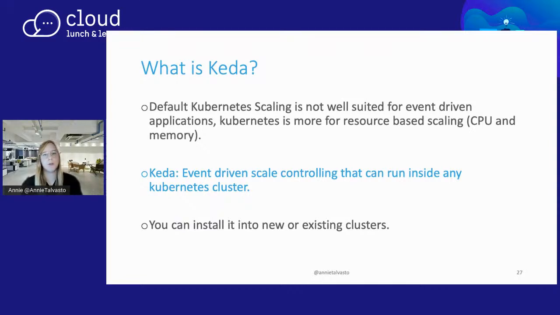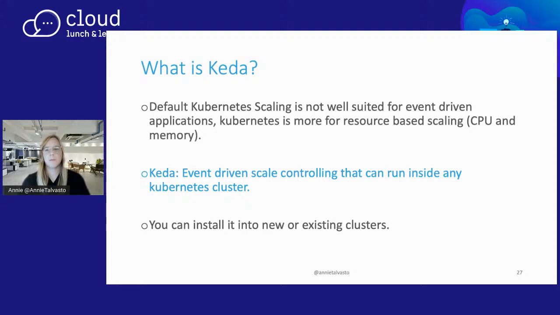So I mentioned Kubernetes Autoscaler. I mentioned automating that as well, which is super important if you want to actually focus on things that matter to you. Default Kubernetes scaling is not really well suited for event-driven applications. Kubernetes is more for resource-based scaling, for CPU and memory. KEDA is event-driven scale control that can run inside any Kubernetes cluster, and it can monitor the rate of events to preemptively act before the CPU is affected. You can install it into new or existing clusters, and it has extensible and pluggable scalers to grab metrics from multiple sources. This is the nutshell version of what KEDA is and why it is used.